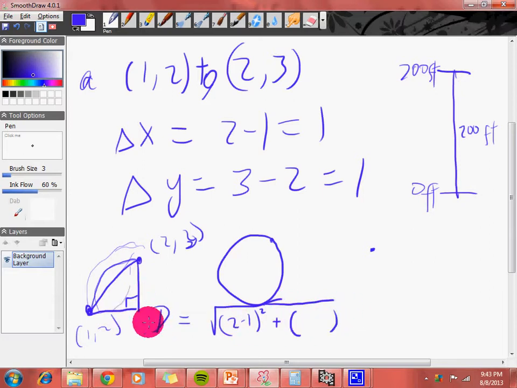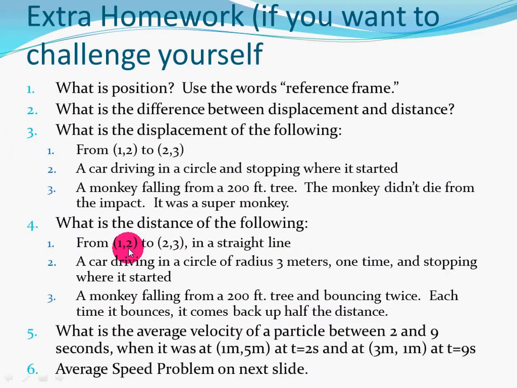Anything squared is positive. And then I think that was a 3, so 3 minus 2 squared, and that will give you the square root of 2, I believe. So this guy is the square root of 2. That is our answer for the distance going from this point to this point. I will say this again. For distance, you typically do not cut into x and y components, but you typically do that for displacement. Later on you will understand why.